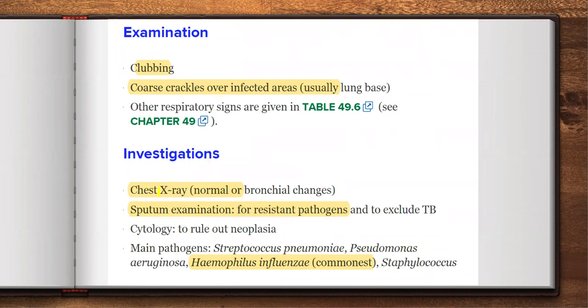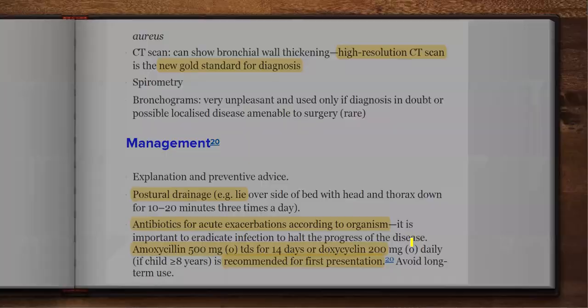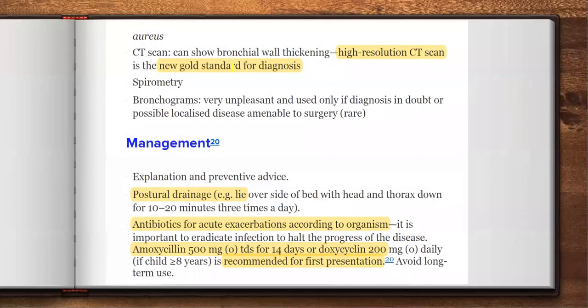Initial investigation is to do a chest X-ray and also send the sputum for microscopy and culture. The commonest organism is Haemophilus influenzae. Very important, always remember the commonest organism for infections. Other than this, you have Streptococci and Pseudomonas. Chest X-ray might not be able to confirm the diagnosis. The only thing that confirms the diagnosis is high-resolution CT scan. That is the gold standard. So if they ask what is the most appropriate investigation, that will be HR CT scan.